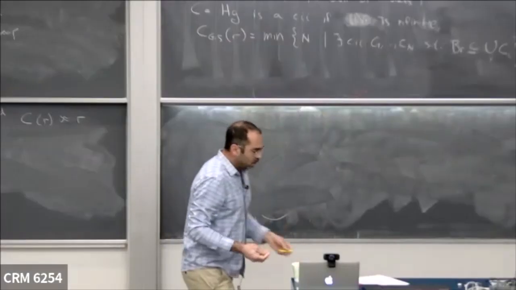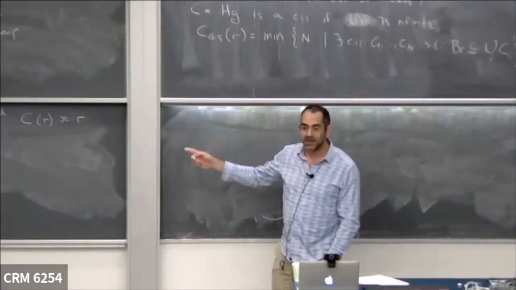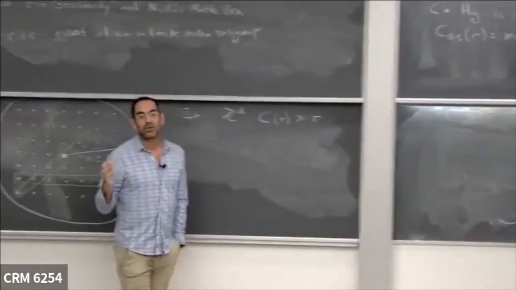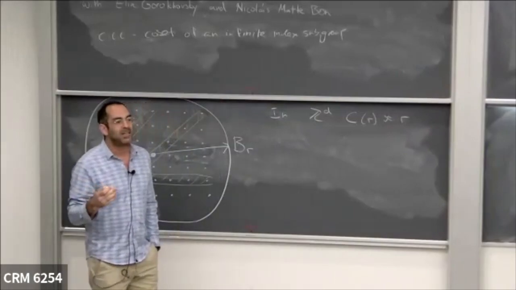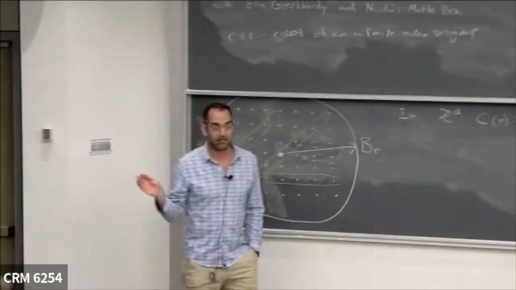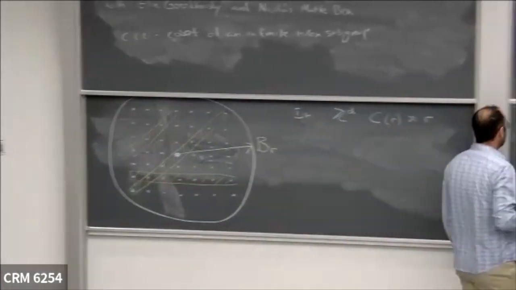So we know the answer for Z^D. And now you can ask, okay, maybe there's a very, very strange group where actually I need just finitely many cosets to cover the entire group. Okay, and the answer is no.